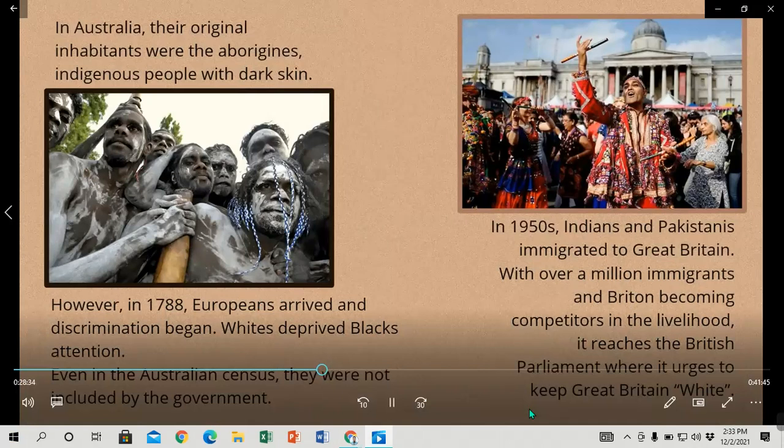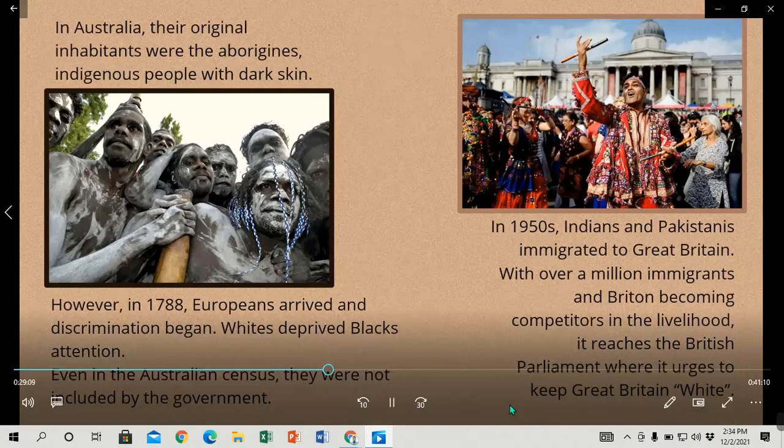So even in the Australian census, they were not included by the government, especially the Aborigines, being the original inhabitants of the country. They were still deprived of the privileges or attention that they need. So on the other side of the world, in Great Britain, in the 1950s, Indians and Pakistanis immigrated to Great Britain.